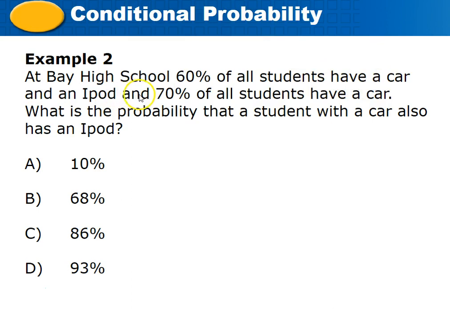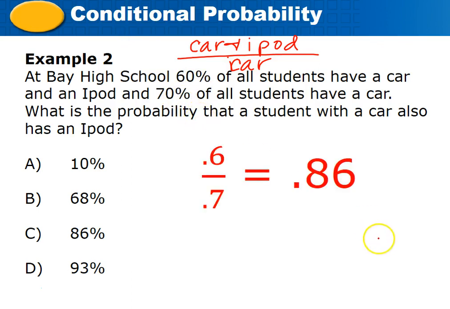Our next problem says, at Bay High School, 60% of all students have a car and an iPod, and 70% of all students have a car. What is the probability the student with a car also has an iPod? So here again, we're going to look at our probability of car and iPod over our probability of car. So that's going to be 0.6, because again, we're going to convert this to a decimal, divided by 0.7. That's 0.86, and again, to get it in the percentages, we just multiply that 0.86 by 100 or move the decimal place 2 places to the right.